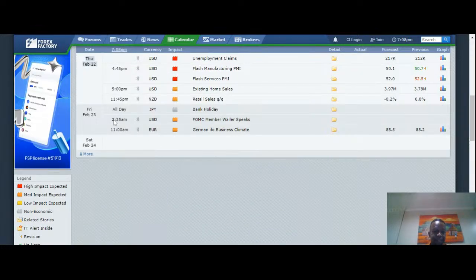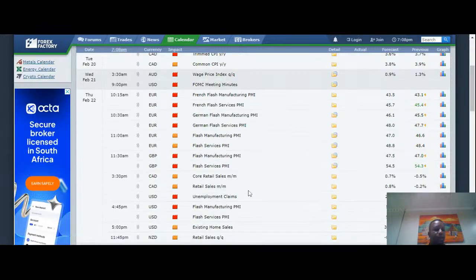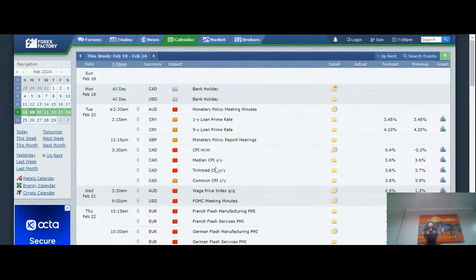Friday, we also have medium impact news, but I mean, it's at 2:35 a.m. So this is probably not going to be the best day to trade as well. So this is basically how you narrow down the days that you'll be trading. So if you are one of those people who struggle with when do I trade and when do I not trade, the economic calendar is going to show you exactly when to trade, exactly when to not trade.